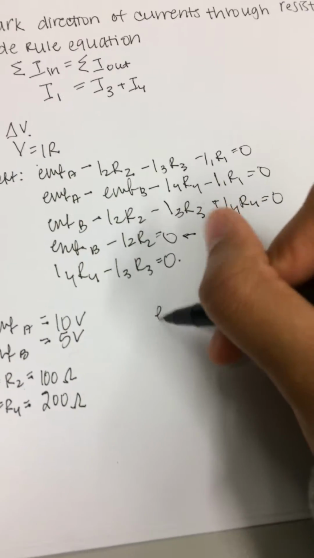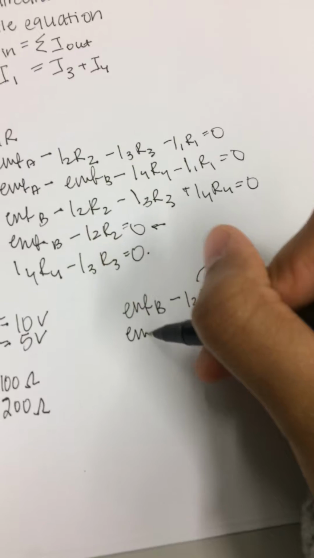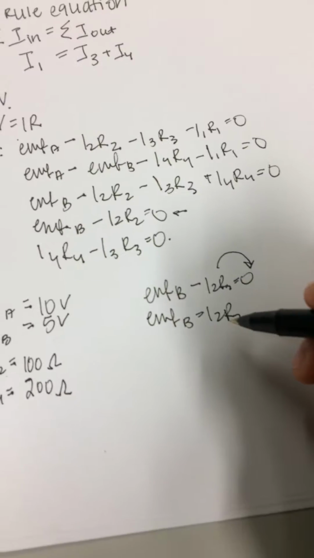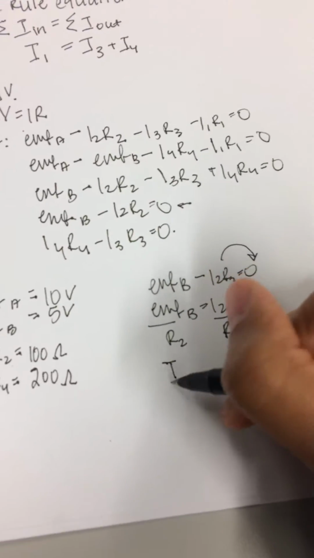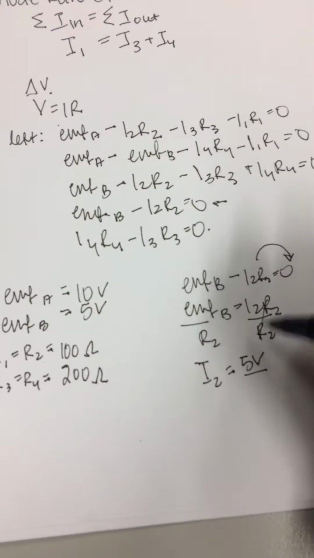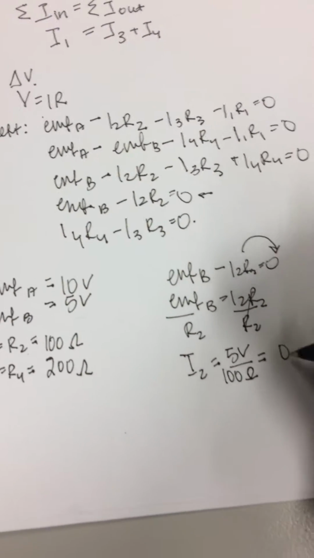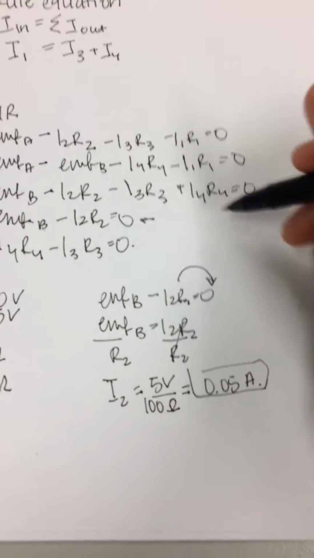So now basically just solve using systems of equations. We know that EMF B minus I2R2 equals 0. Bring this to the other side, so you have EMF B equals I2R2. Then you can solve for I2, so divide both sides by R2. I2 equals the value of EMF B, 5 volts, over R2, which is 100 ohms, and that equals 0.05 A if we put it in your calculator. So that's the value of I2. And then you can use that value to find the value of the other ones.